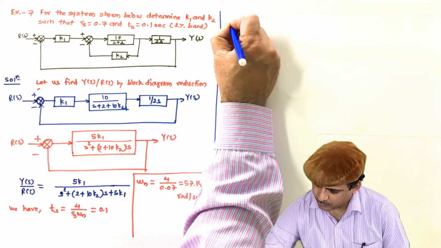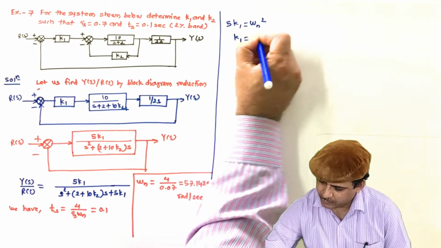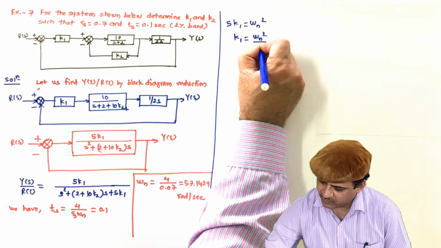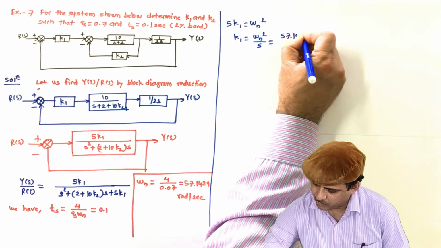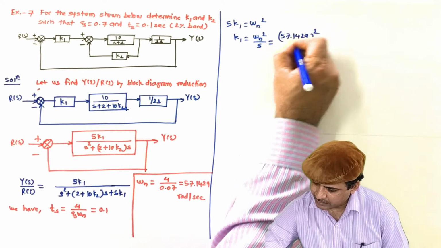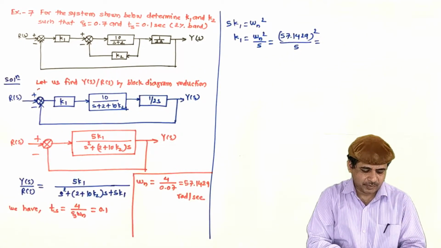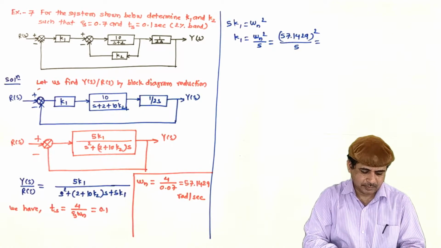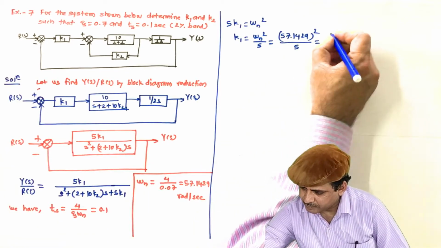So omega n is obtained, and what I have said here is 5K1 is equal to omega n square. So K1 is equal to omega n square by 5. That is 57.1429 square divided by 5, which is equal to 653.06.